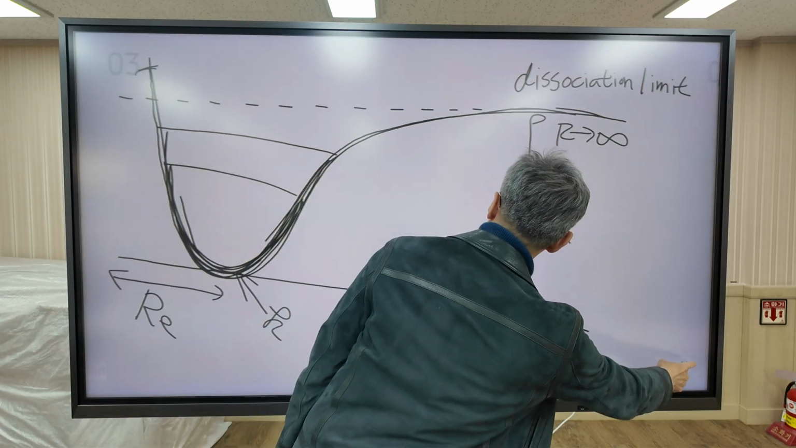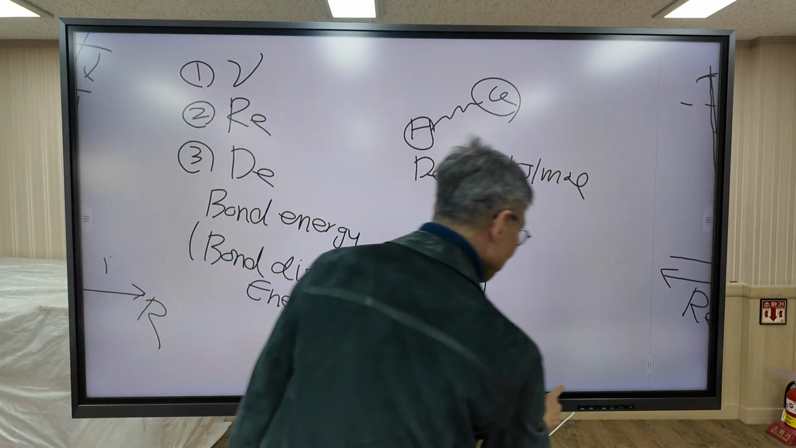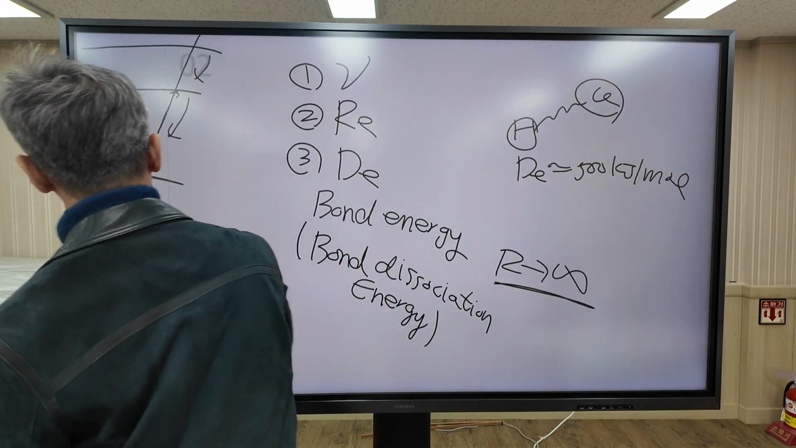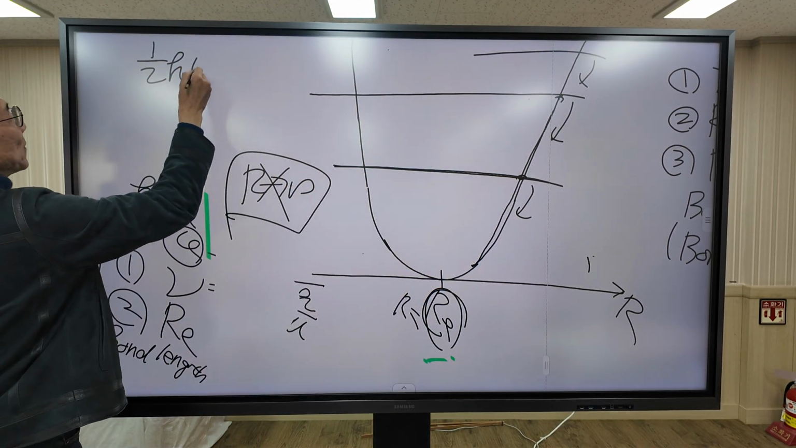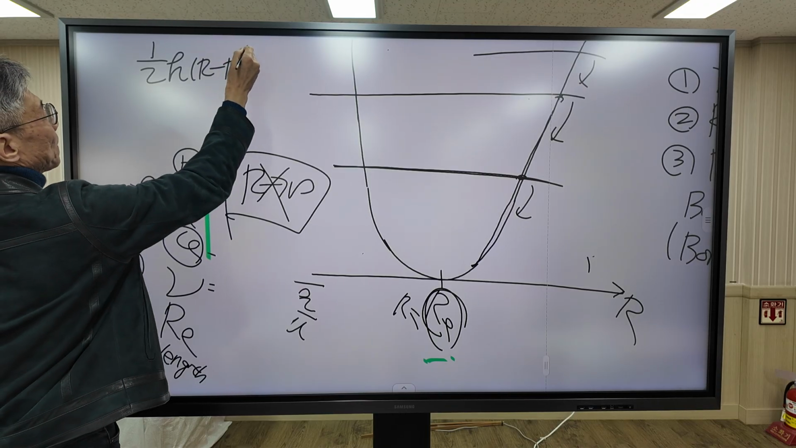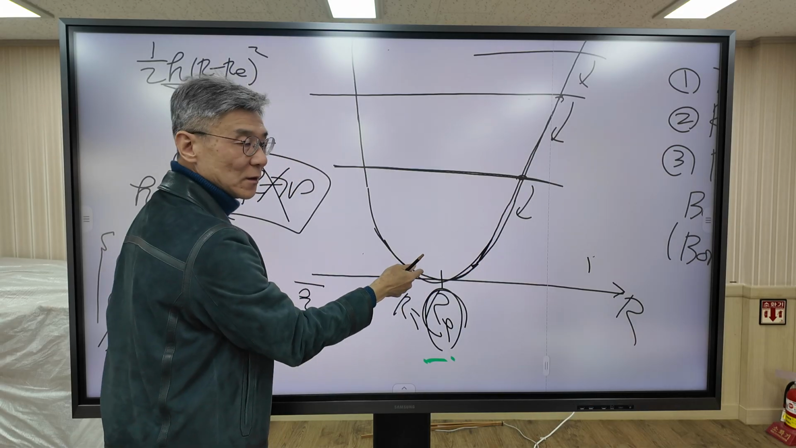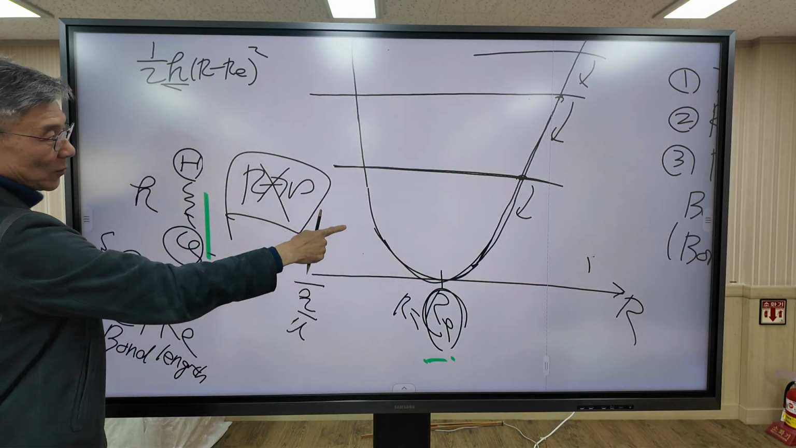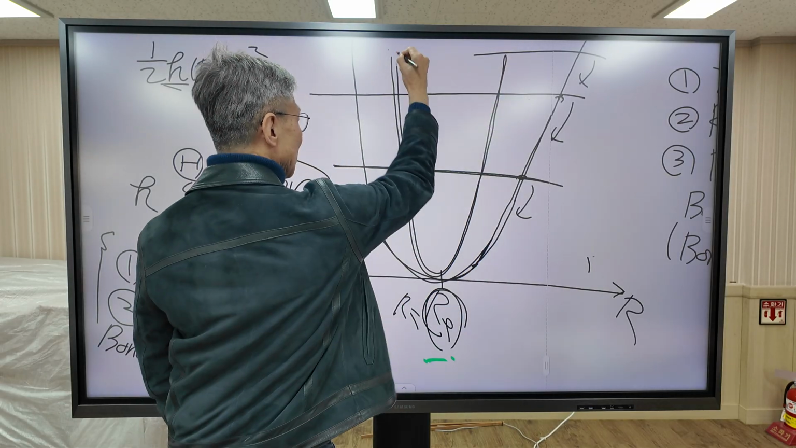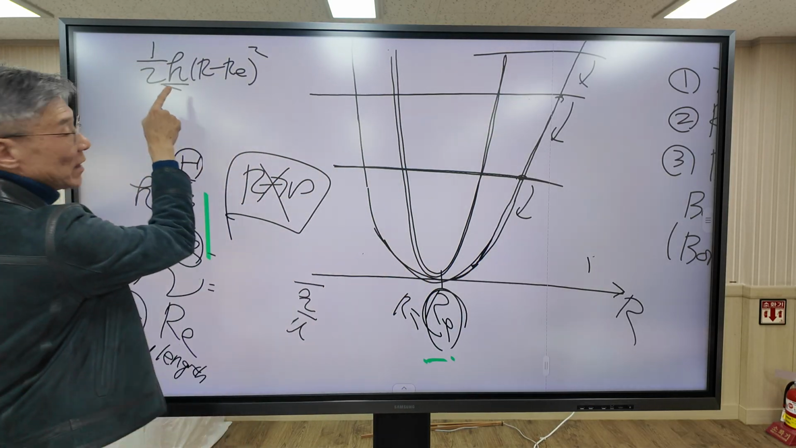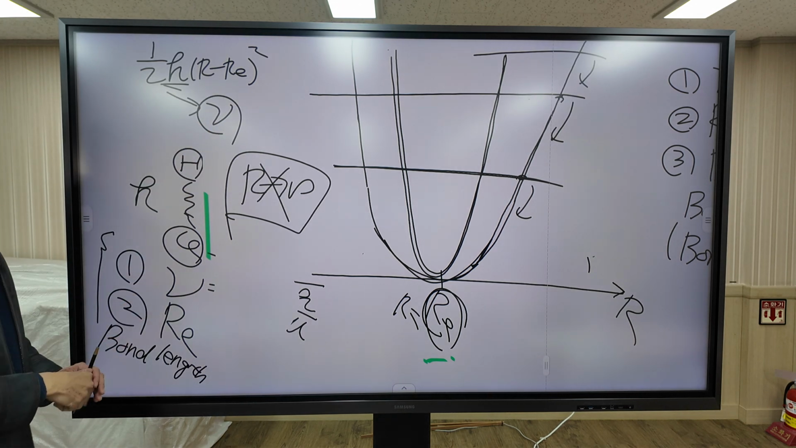As I said before, for the harmonic oscillator model, the potential in this model is 1/2 k x squared. So k reflects the curvature of this curve. When k increases, the shape of the potential looks like this. Right? So the curvature depends on k, and k depends on vibrational frequency.